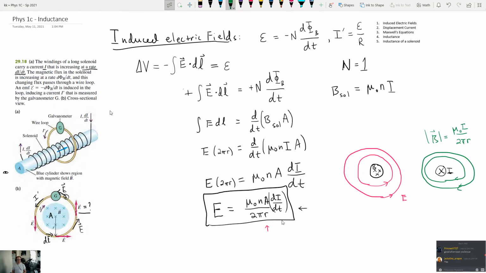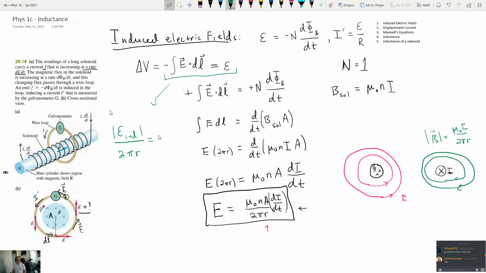Now we can generalize what we've done here if we go back to this line right here. Because pretty much what that line tells us is that if I have an induced EMF, and I take the induced EMF and divide by 2 pi r, the value of this is going to give you the electric field.